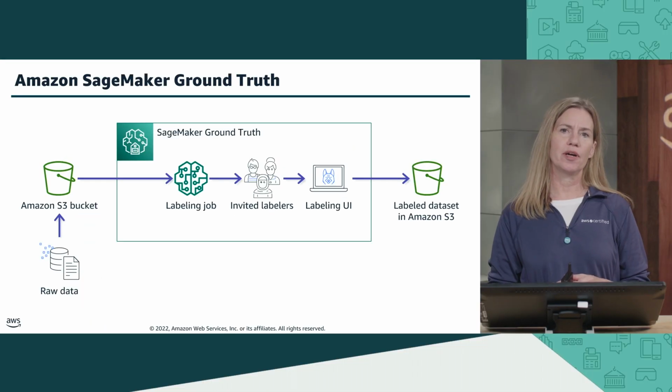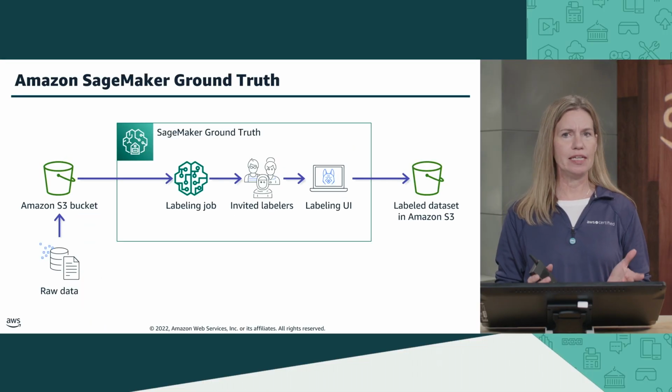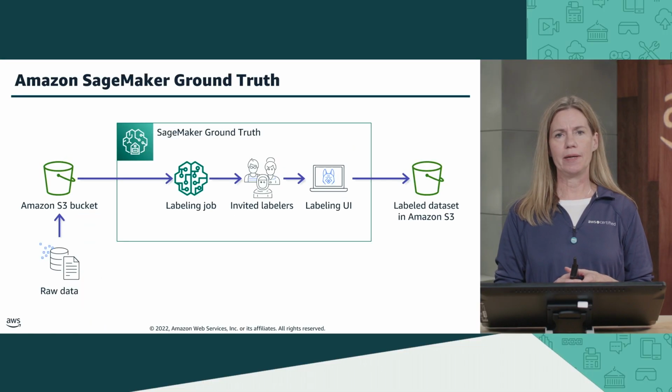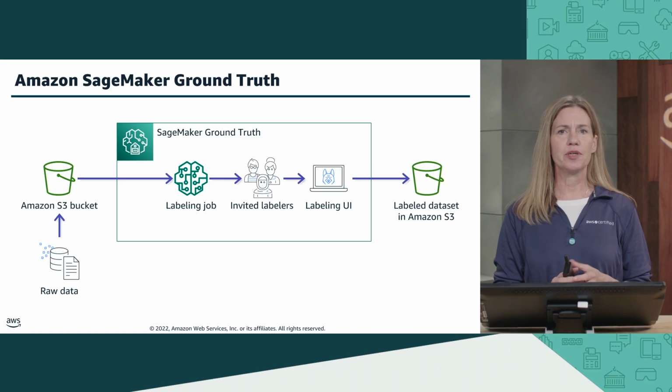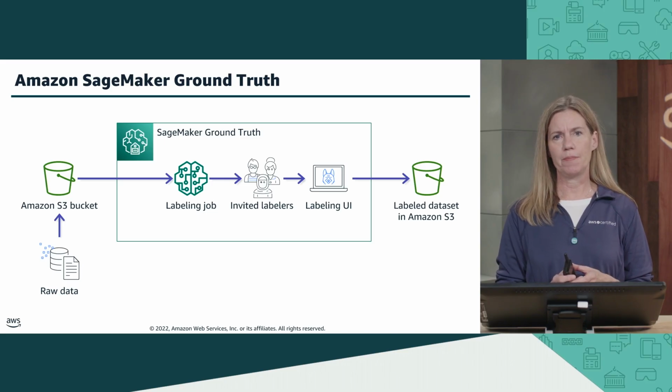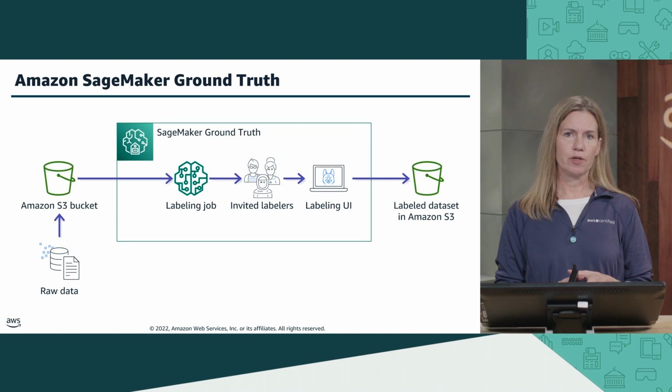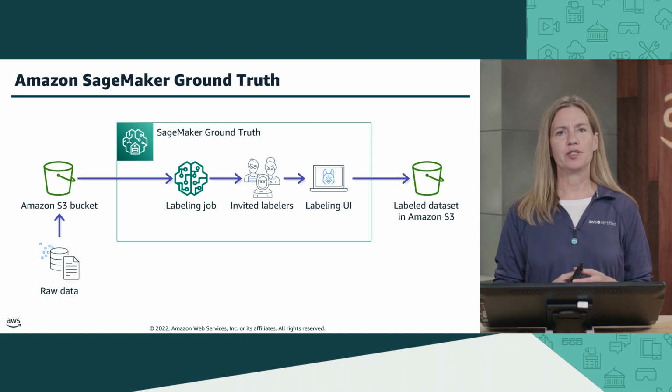Those who are invited to work on the labeling job receive a URL in an email invitation that takes them to the UI. Here they can label items that are stored in the S3 bucket that is associated with the job. The results from the labeling job are stored in Amazon S3, ready for additional preparation.